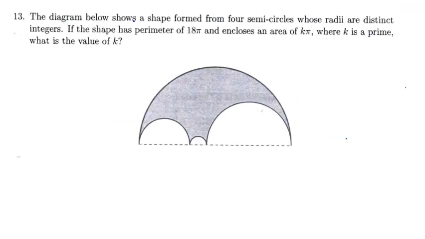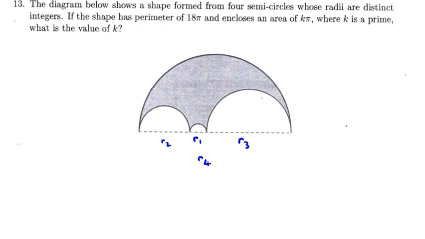SMO 2020 Junior Section First Round, problem number 13. The diagram below shows a shape formed from 4 semicircles whose radii are distinct integers. So for example, this one is r1, r2, r3, and the radius of the whole shape is r4. If the shape has a perimeter of 18 pi.